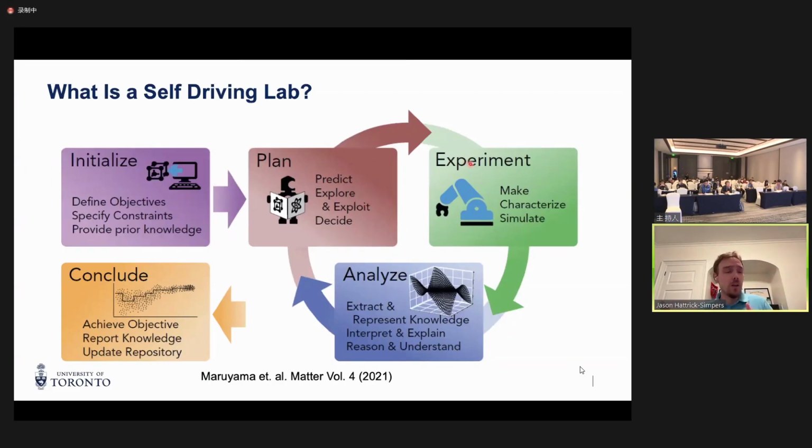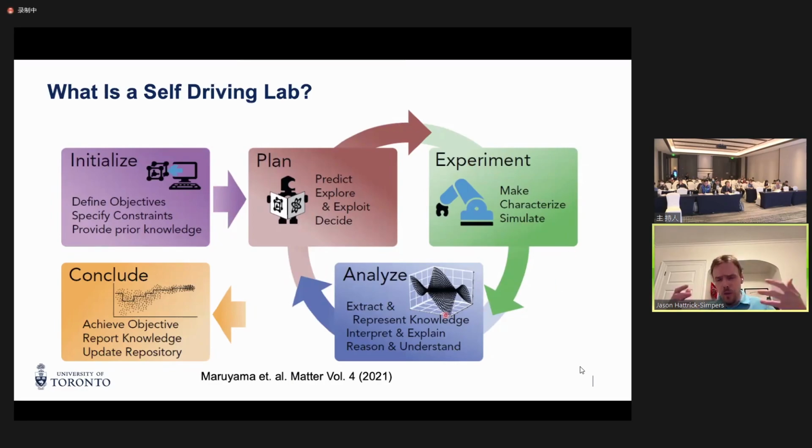That experiment is carried out. It could be a simulation, could be DFT, could be molecular dynamics, or it could be talking to my physical vapor deposition system and making a thin film sample, deciding upon how to characterize it, generating data and metadata.